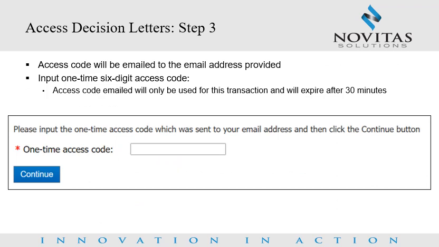Access Decision Letters, Step 3. The access code will be emailed to the email address provided. You will have to input the one-time 6-digit access code. The access code emailed will only be used for this transaction and will expire after 30 minutes.